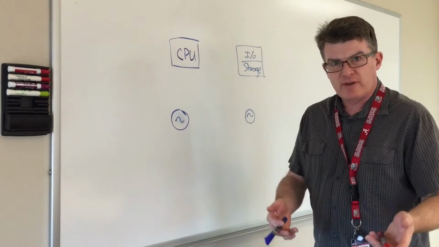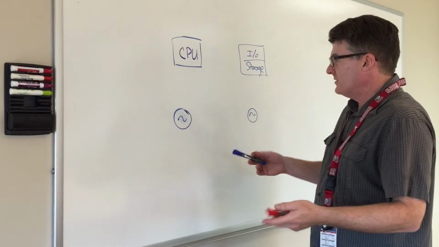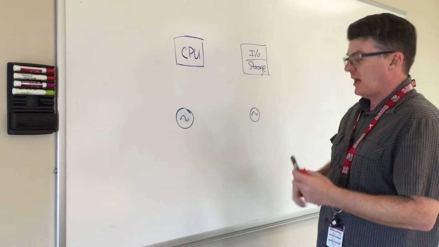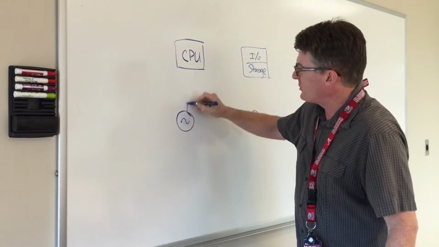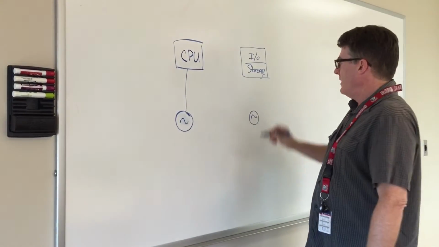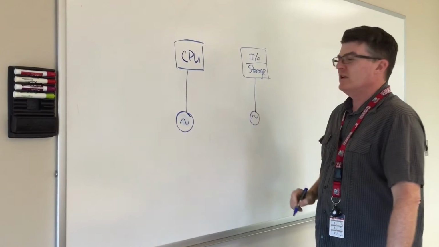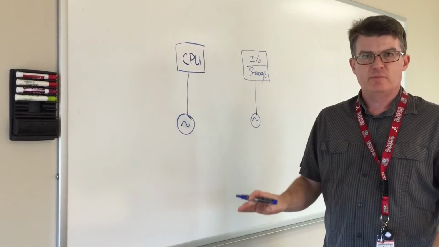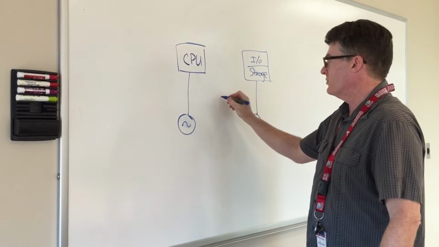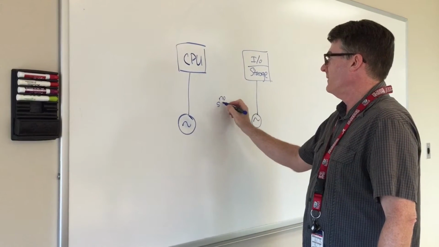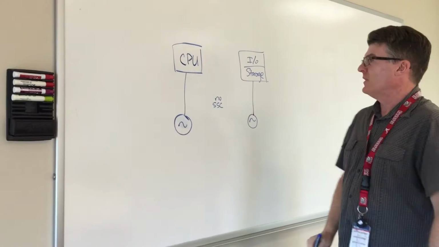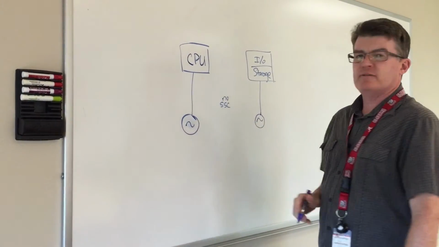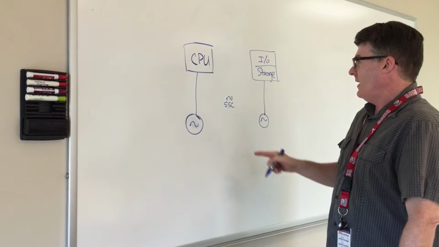As a separate reference clock implies, in this case I have my CPU box and my I/O storage block on the board. We've got a clock generator that's feeding the CPU, and we have another clock generator that's feeding the I/O and the storage. And in this case, we're not going to be talking about spread spectrum, so there's no spread spectrum clocking here. So the impact on the timing is this.